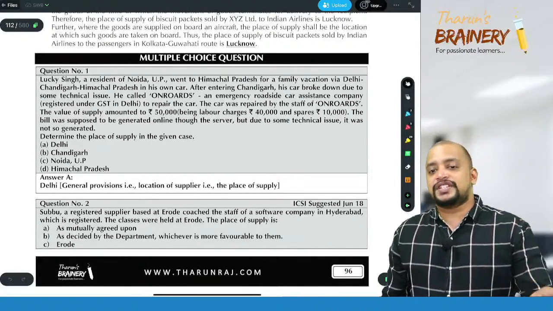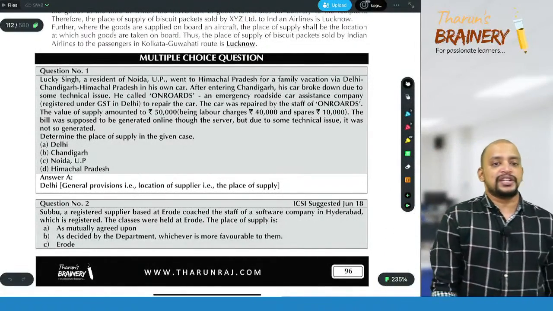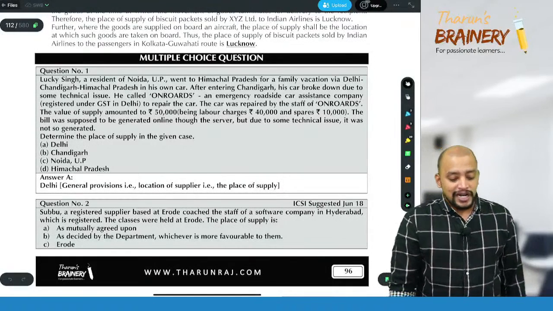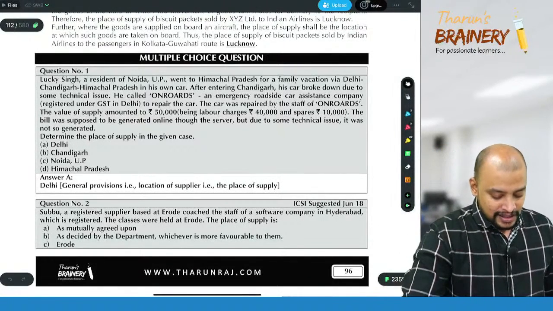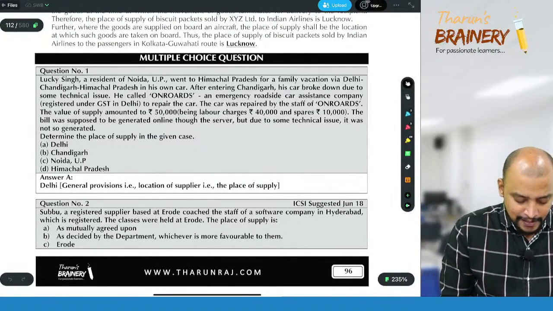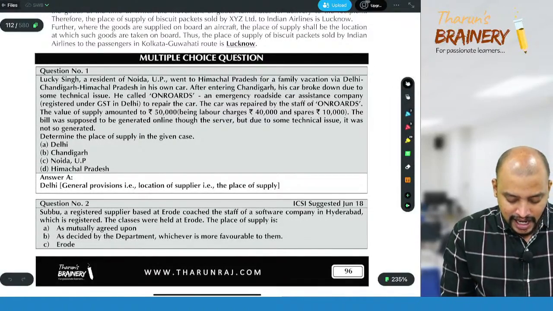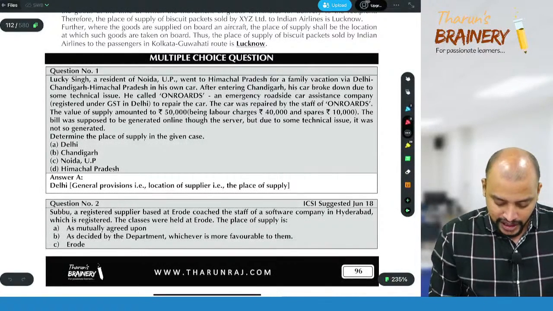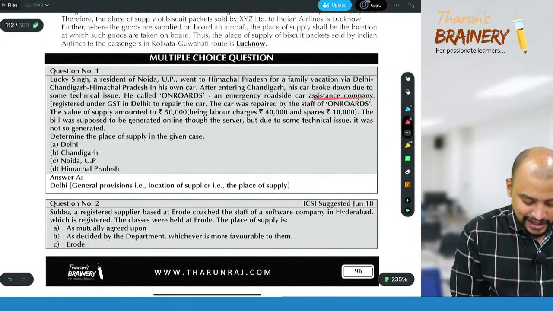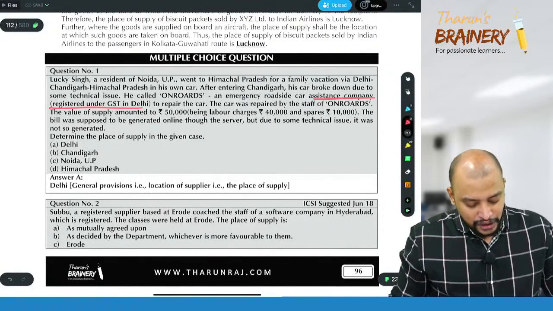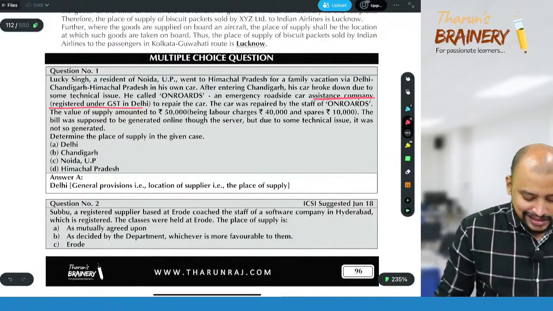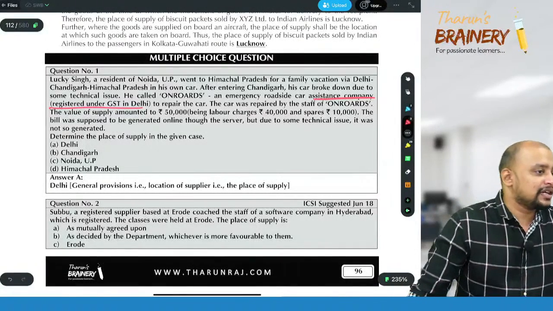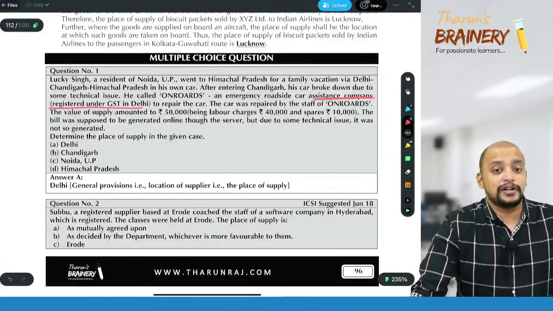B2B, location of recipient. We don't have the information here. B2B is not there. Only it is given that the supplier is registered. That is, that company, what is that company? That car assistance company is only registered here. Okay. So car assistance company registered in GST, but we don't know about this Lucky Singh. So Lucky Singh, one resident of Noida, Uttar Pradesh, so not registered.